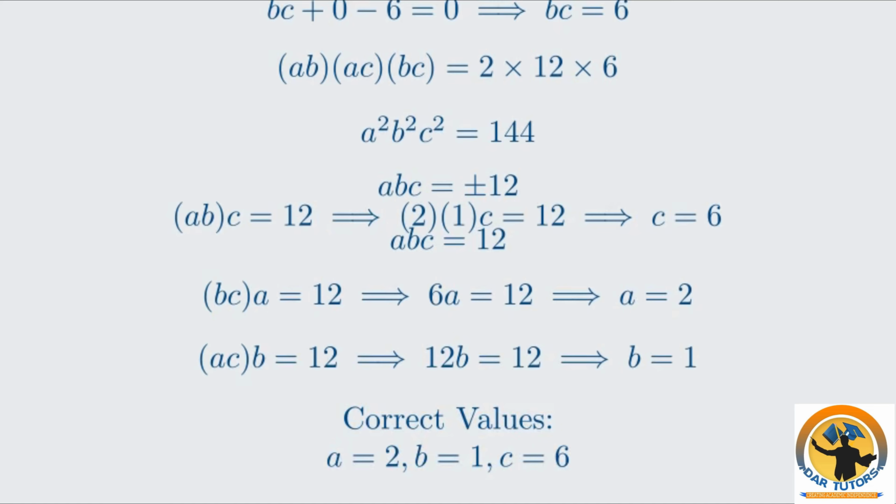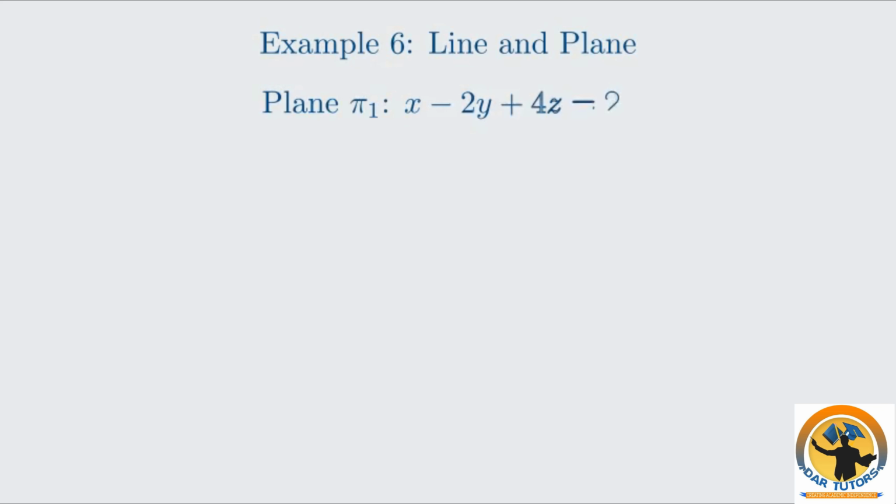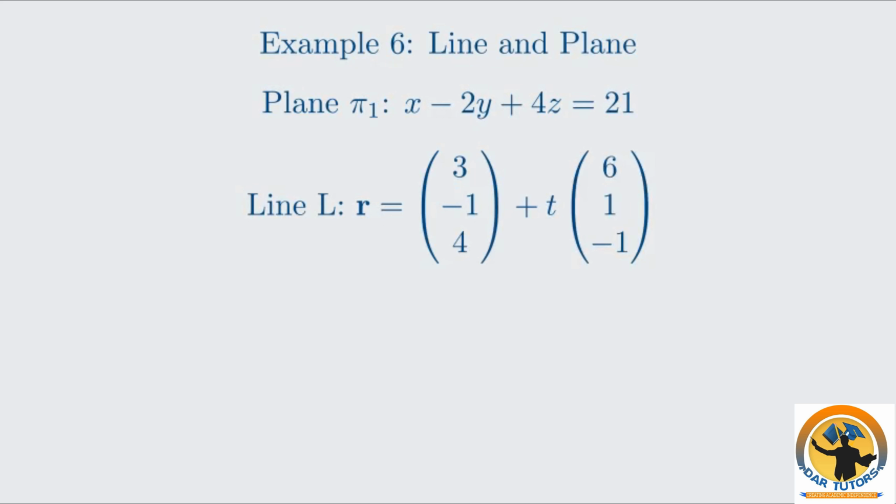This problem demonstrates how geometric properties can be translated into algebraic equations to find unknown parameters. Let's conclude with a problem that combines lines and planes, a common theme in vector applications. We are given a plane pi1 with the equation x minus 2y plus 4z equals 21, and a line L with vector equation r equals (3, minus 1, 4) plus t times (6, 1, minus 1). Part A asks us to show that the plane pi1 contains the line L.